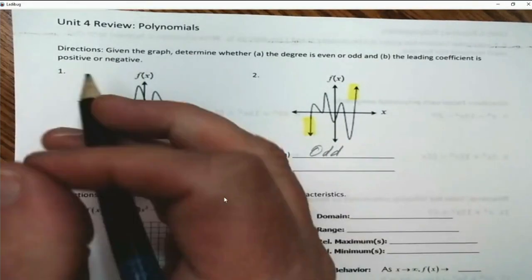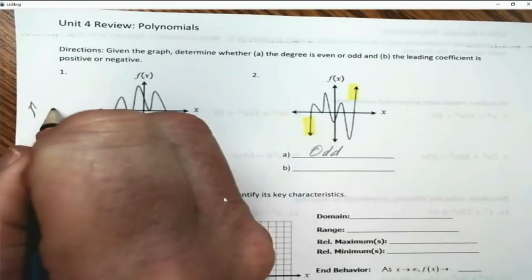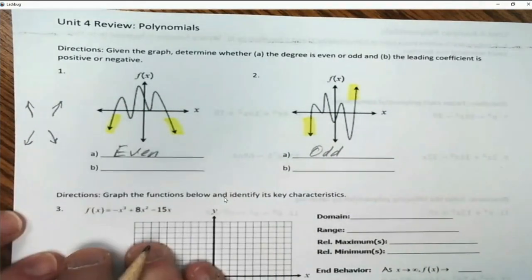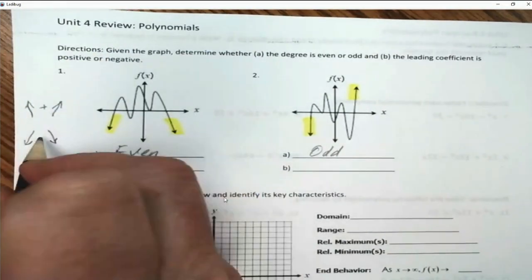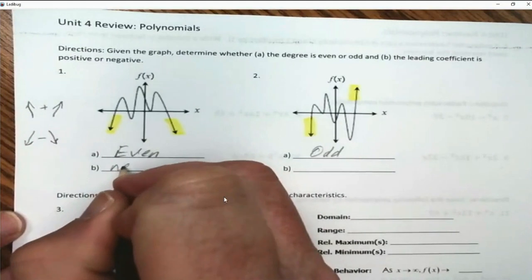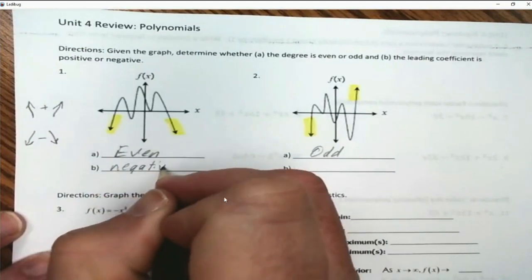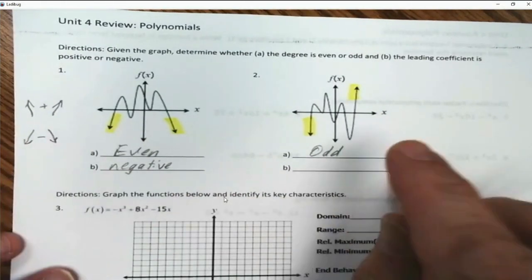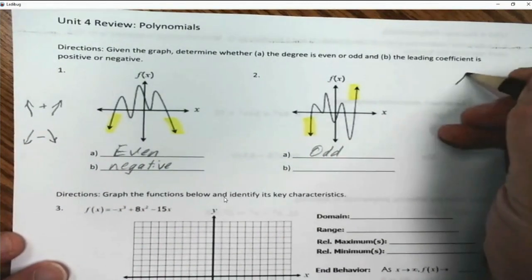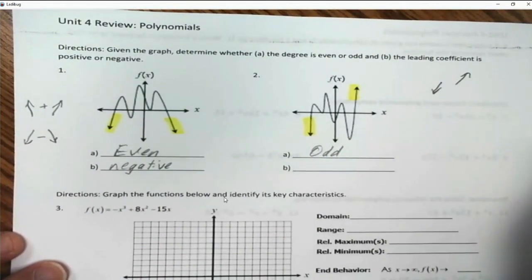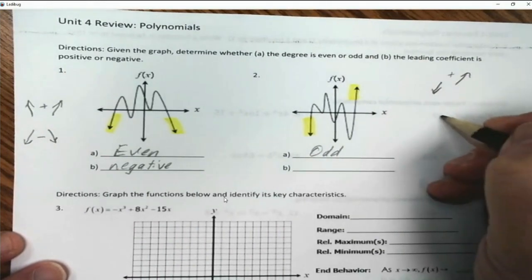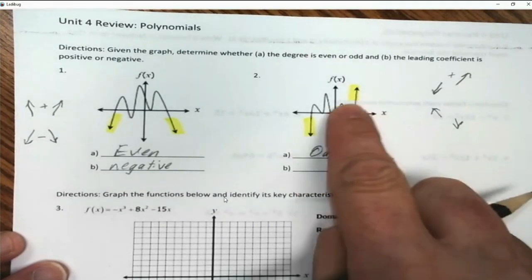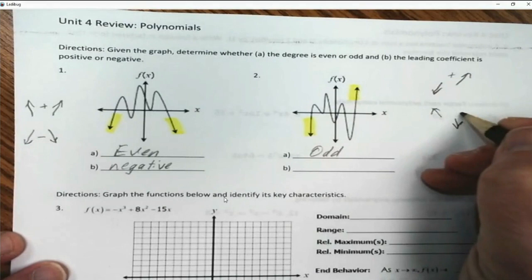Well, this is even. So with even, either both ends go up or both ends go down, one or the other. This happens when it's a positive coefficient. This happens when it's a negative coefficient. So this is obviously a negative coefficient because these are going down. With the odd functions, you either have this when it's a positive coefficient, or the left side goes up and the right side goes down. Well, ours, the right side goes up and the left side goes down, so that's positive. This is a negative right here.